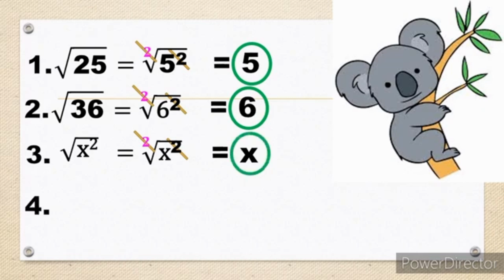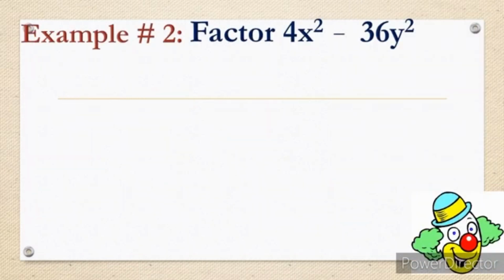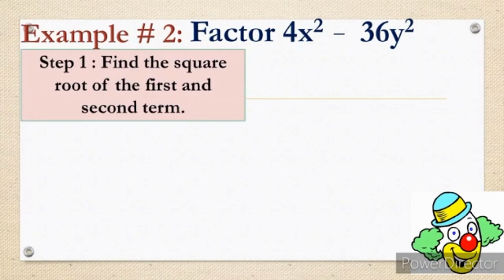Next, number 4, the square root of 9x raised to 4. x raised to 4 is equivalent to x squared squared, so we can cancel the index and the squares. The answer is 3x squared. Okay, now I think you're ready for the next example.